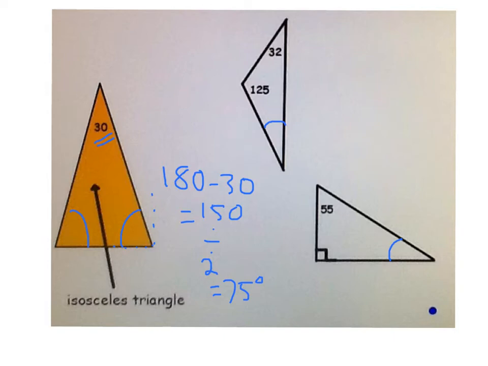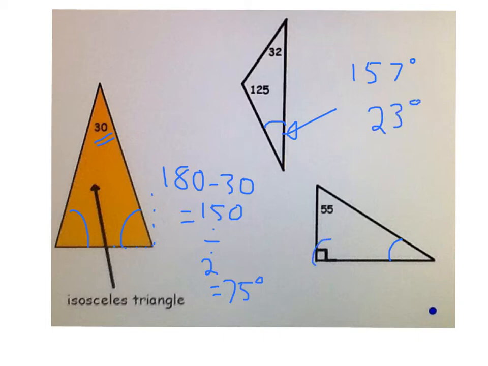For the second example here, again I know that the three angles have got to add up to 180 degrees. If I add 125 and 32, I will get 157 degrees. And then if I take 157 off 180, I'd probably count on, think 3 more to get to 160, and then 20 more to get to 180, 23 degrees.